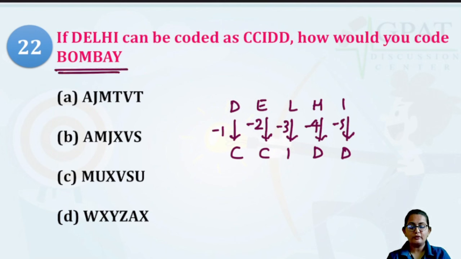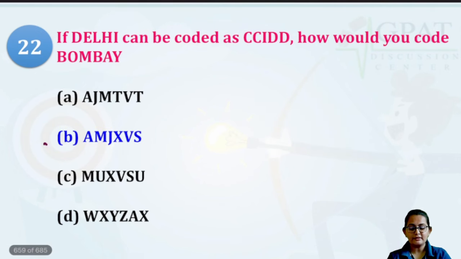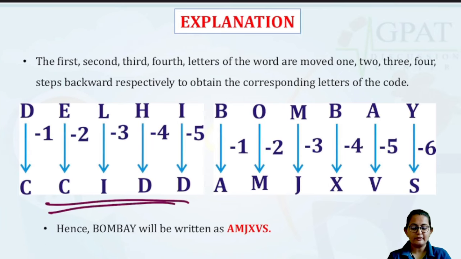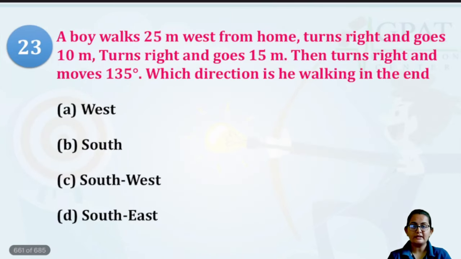Similarly, when you do it for Bombay, -1, -2, -3, -4, -5, you will get the answer as option B, AMJXYZ. See, this is the way you can do it. Okay, this is a very easy question. Try to get maximum marks out of it.